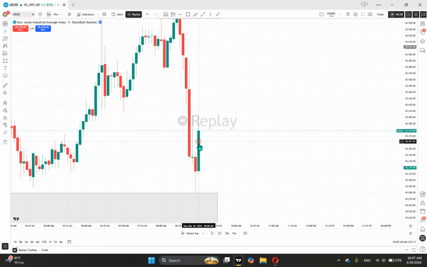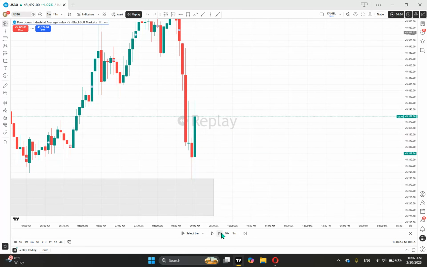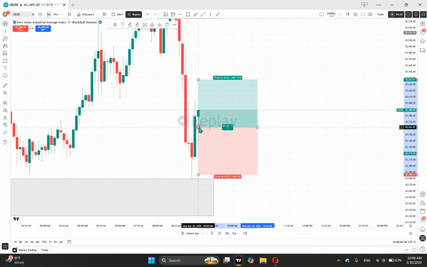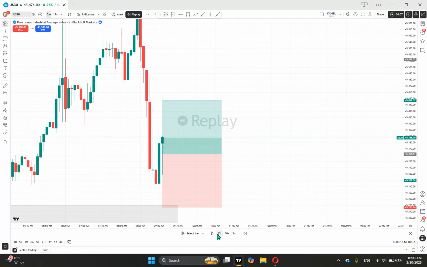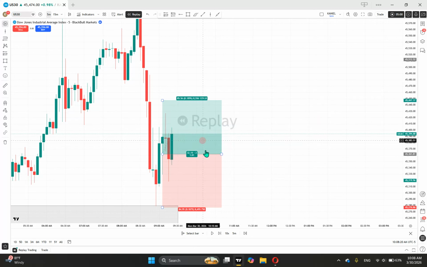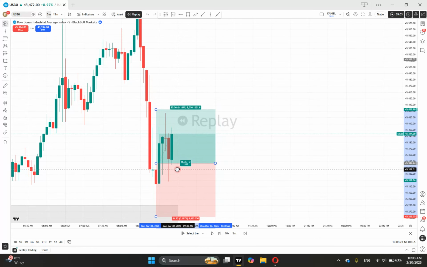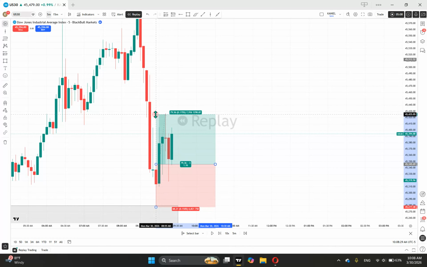As you can see, we missed the entry, and then price came back down, and then we did get a good entry even though price came back down. The entry was about right here, SL under here, and TP about right there. As you can see, if we got this good entry, we would have been out of the trade a long time ago.